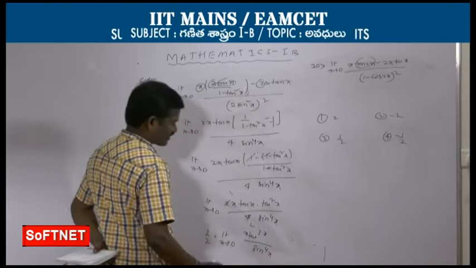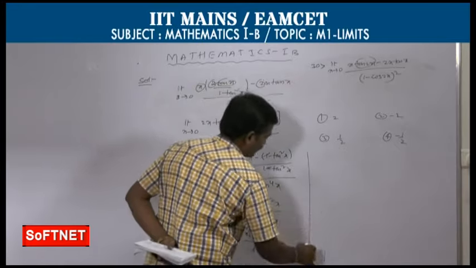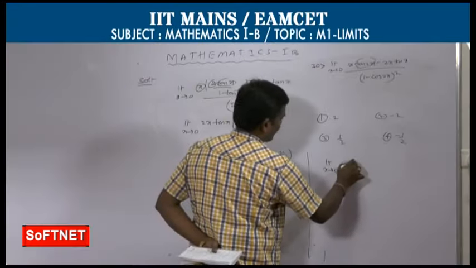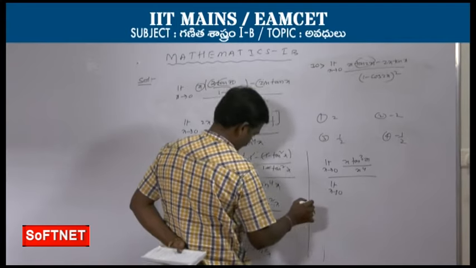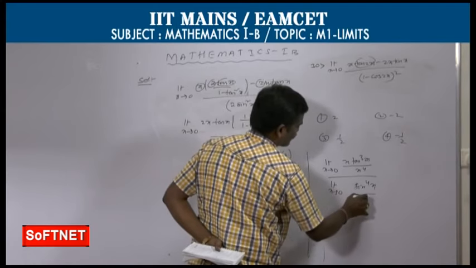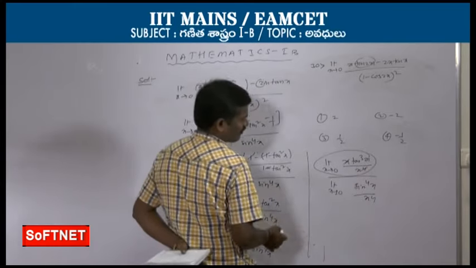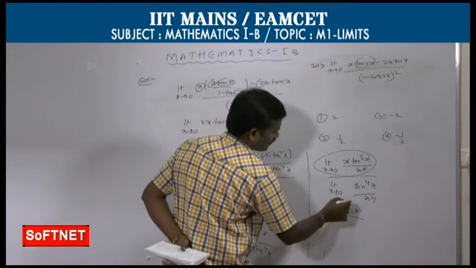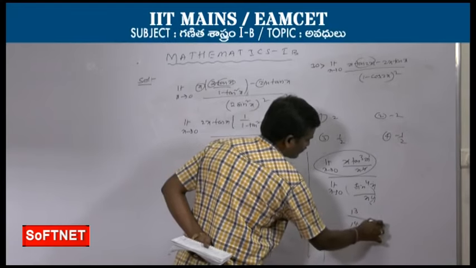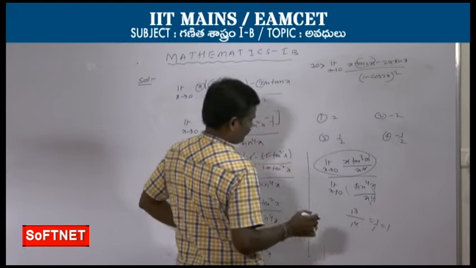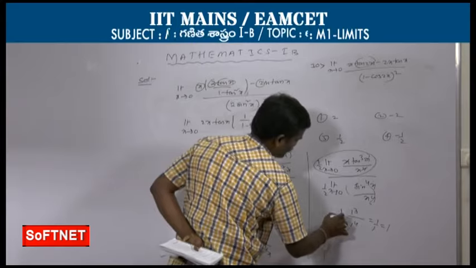To get standard forms in the numerator and denominator, we need to multiply and divide by x power 4. So limit x tends to 0, x tan cube x by x power 4, over limit x tends to 0, sin power 4x by x power 4. Here x cancels; this is a standard limit, tan cube x by x whole cube is 1 cube, and in the denominator sin x power 4 by x power 4 is also a standard form, 1 power 4. The answer is 1 by 1, that is 1. I forgot to write the 2, so 1 by 2 into this.